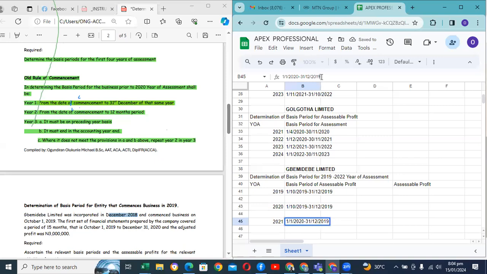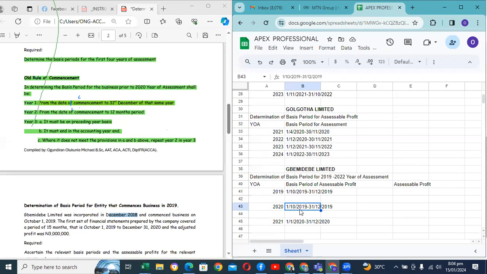Ladies and gentlemen, there is something wrong with what I've done on the screen. Remember I said the Finance Act is saying there should be no overlapping in the basis period. But if you check, overlapping simply means you must not repeat the same period twice. So that was the question I asked, and I'm answering now.